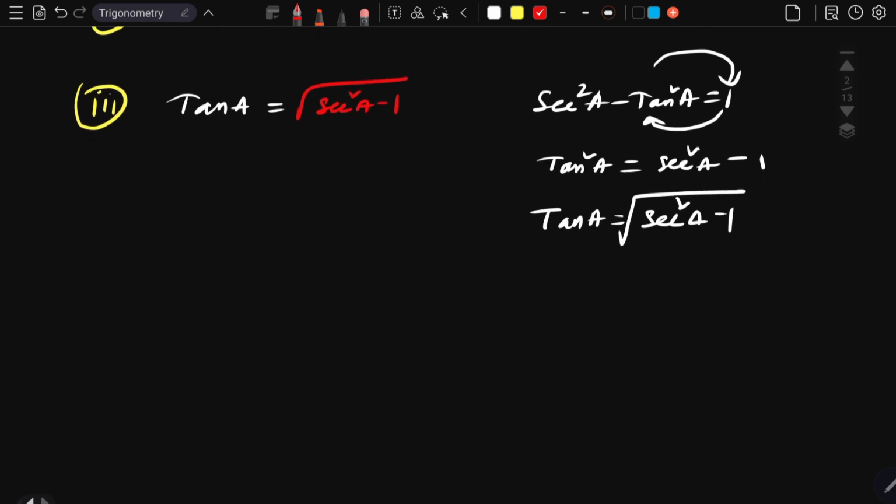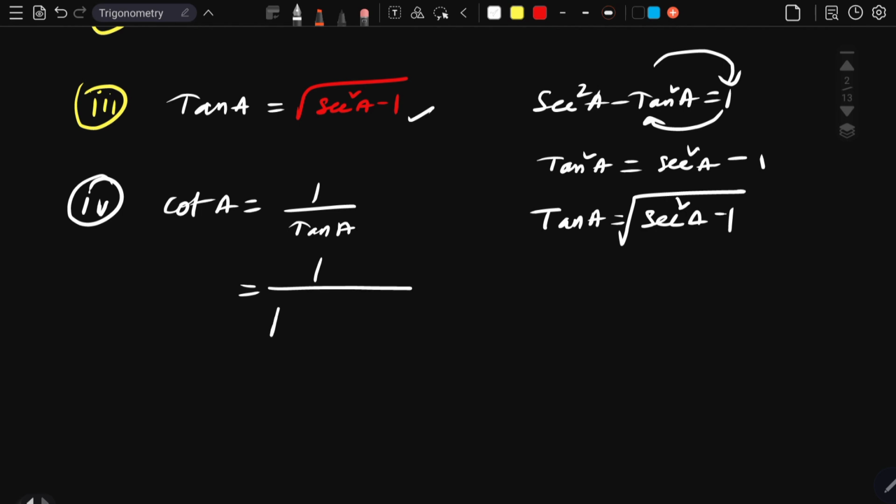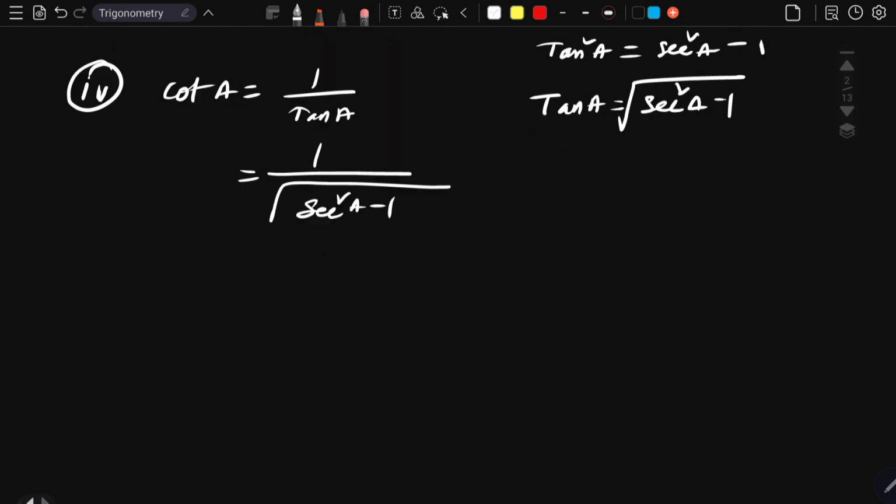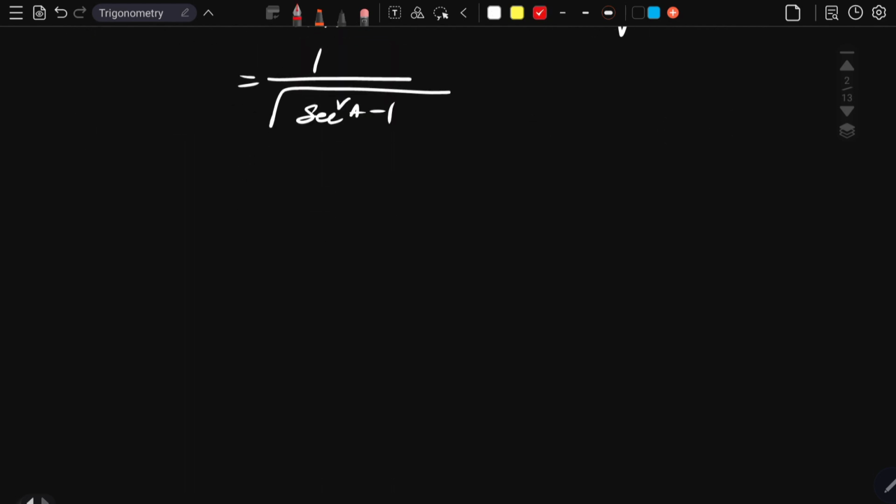Next, the fourth we consider is cot A in terms of secant. Cot is the reciprocal of tan, so I am writing cot A is equal to 1 by tan A. As before, we already found tan in terms of secant, so just writing it in the denominator. So I am replacing it with the square root of secant square A minus 1.